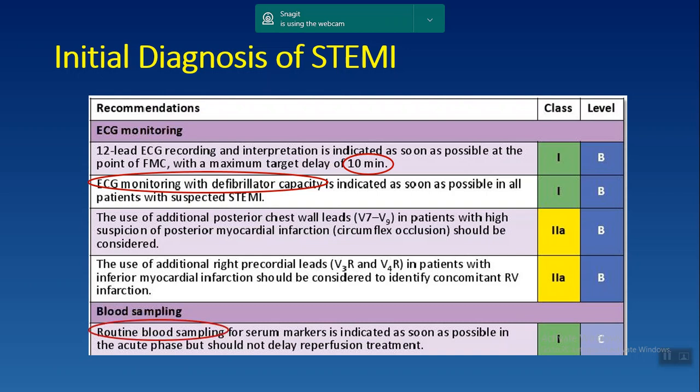What about blood sampling and cardiac enzymes? It's recommended to withdraw a blood sample for estimation of cardiac enzymes. However, the collection of the blood sample should not cause a delay in the management of STEMI.